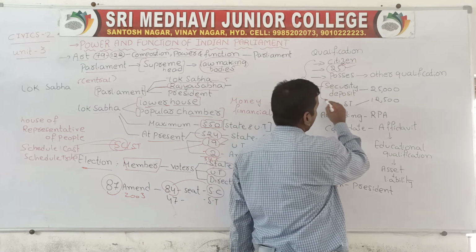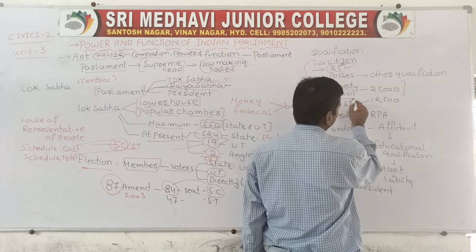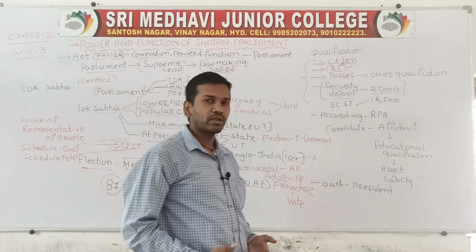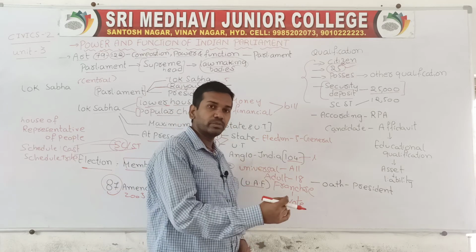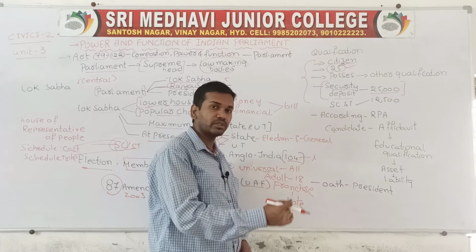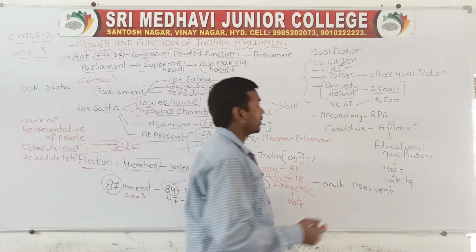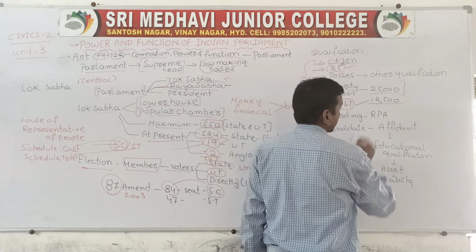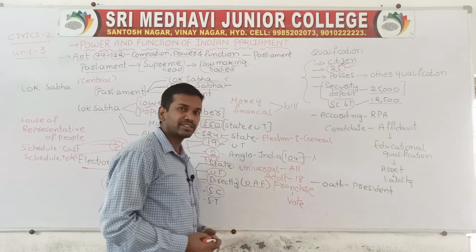And if you are nominating for election, then you have to make a security deposit of 25,000 rupees. So if you are a normal citizen, you have to deposit 25,000 rupees as a security deposit, and then contest elections. And if you are from the SC and ST caste, the security deposit is only 12,500, so you deposit that and then contest elections.